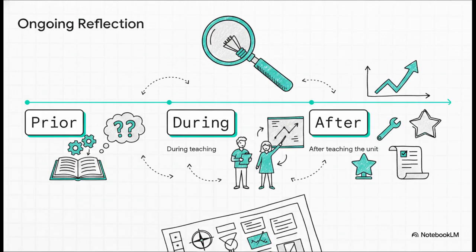The MYP mandates reflection across a continuous timeline: prior to teaching the unit, during the teaching, and after teaching the unit. It's basically an ongoing site inspection conducted by the teachers themselves. If something isn't working during the unit, you document it and you pivot. That constant critical thinking is exactly what allows units to evolve and get better year after year.